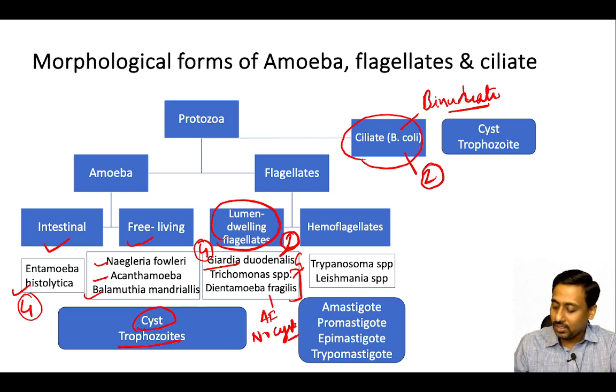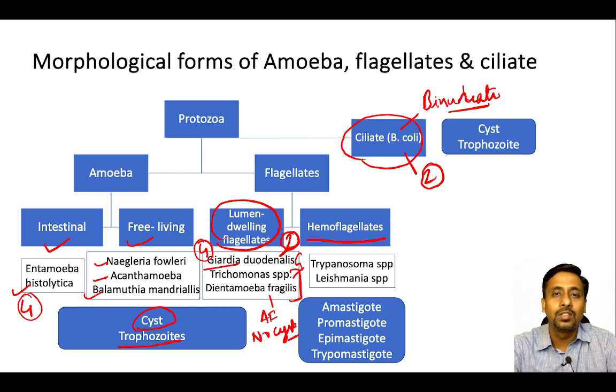Now the morphological form seen in the hemoflagellates. In hemoflagellates, if you remember, the name of the morphological form is mastigote. So there are 4 types of mastigote. First is amastigote, second is promastigote, third is epimastigote, and fourth is trypomastigote. In the amastigote, A means no external flagella, but they have internal flagella called axoneme, and these flagella originate from a structure called kinetoplast.